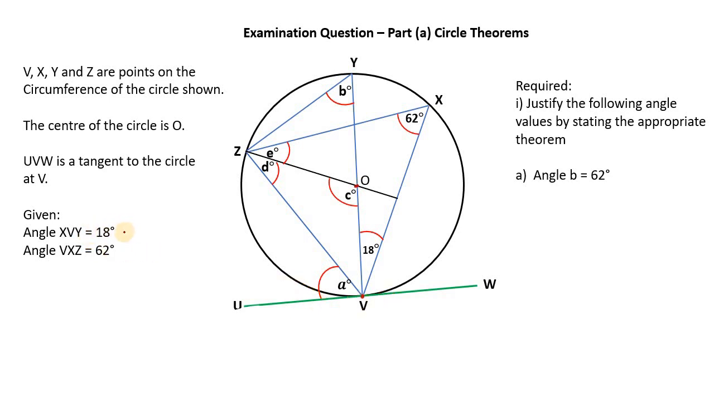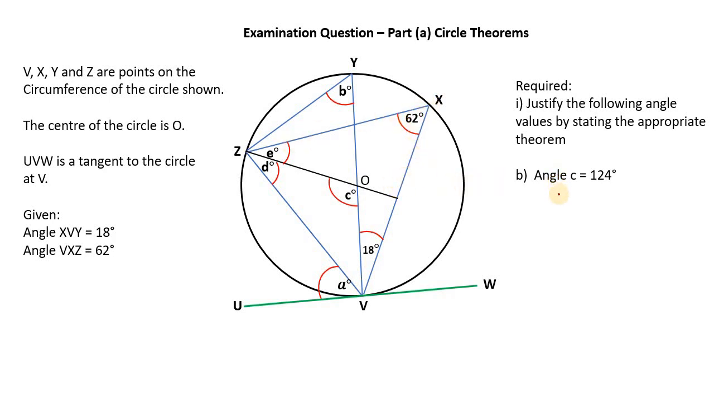We also have the angle XVW, which is 18 degrees, and which is this angle right here, the angle formed by two lines, VX and VW. So we say XVY, okay, XVY is 18 degrees. We also have the angle 62 degrees, the angle formed by XZ and XV. So we say angle VXZ, which is 62 degrees.